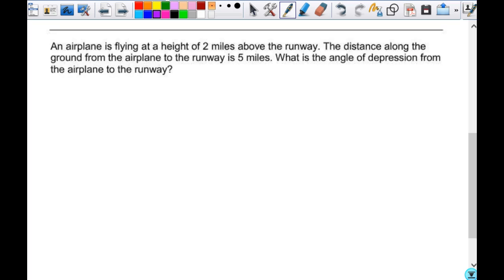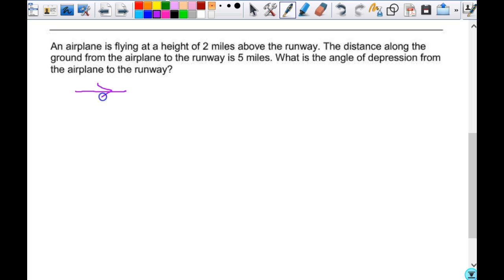So this says an airplane is flying at a height of 2 miles above the runway. The distance along the ground from the airplane to the runway is 5 miles. What is the angle of depression from the airplane to the runway? One reason I think maybe some people at least are getting things in the wrong place is because you just draw a triangle and then you try and label stuff on it. That's not always the best approach. I mean, in the end, you know you're going to have a right triangle, but at the same time, you need to put the pieces together so things make sense.